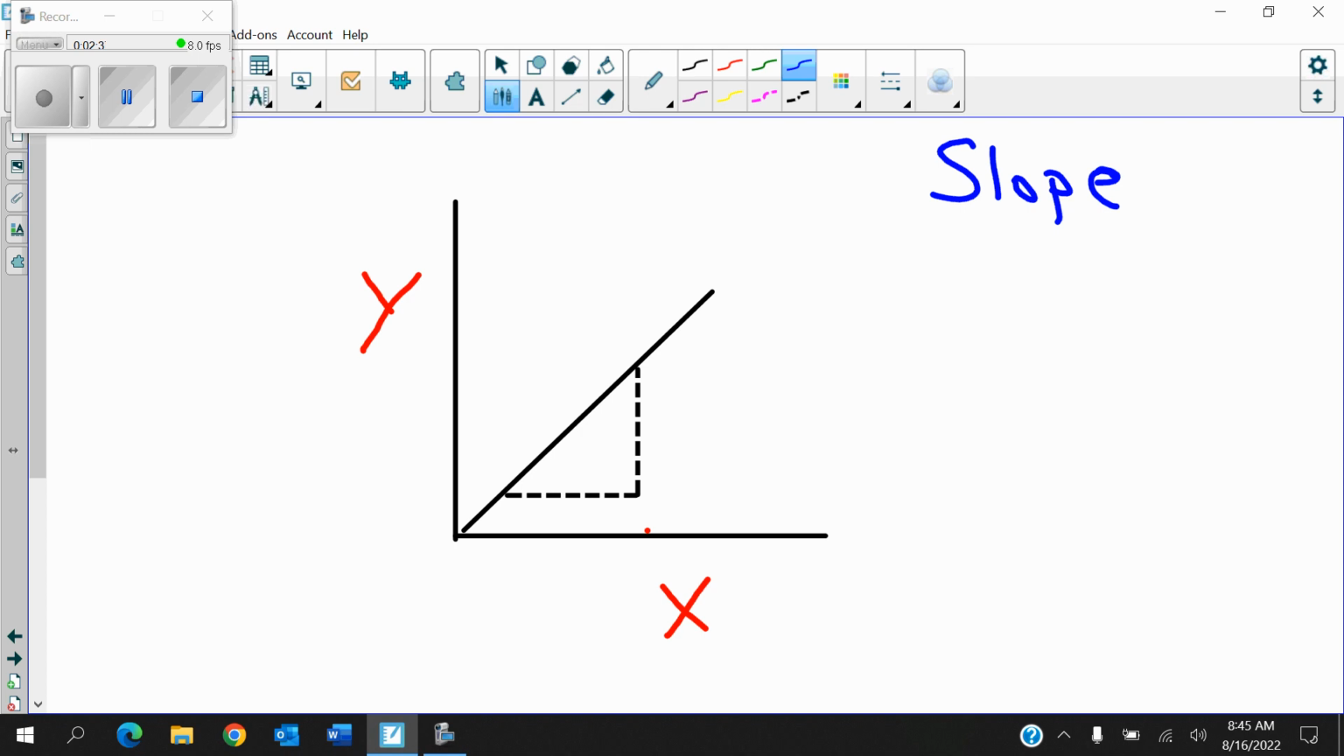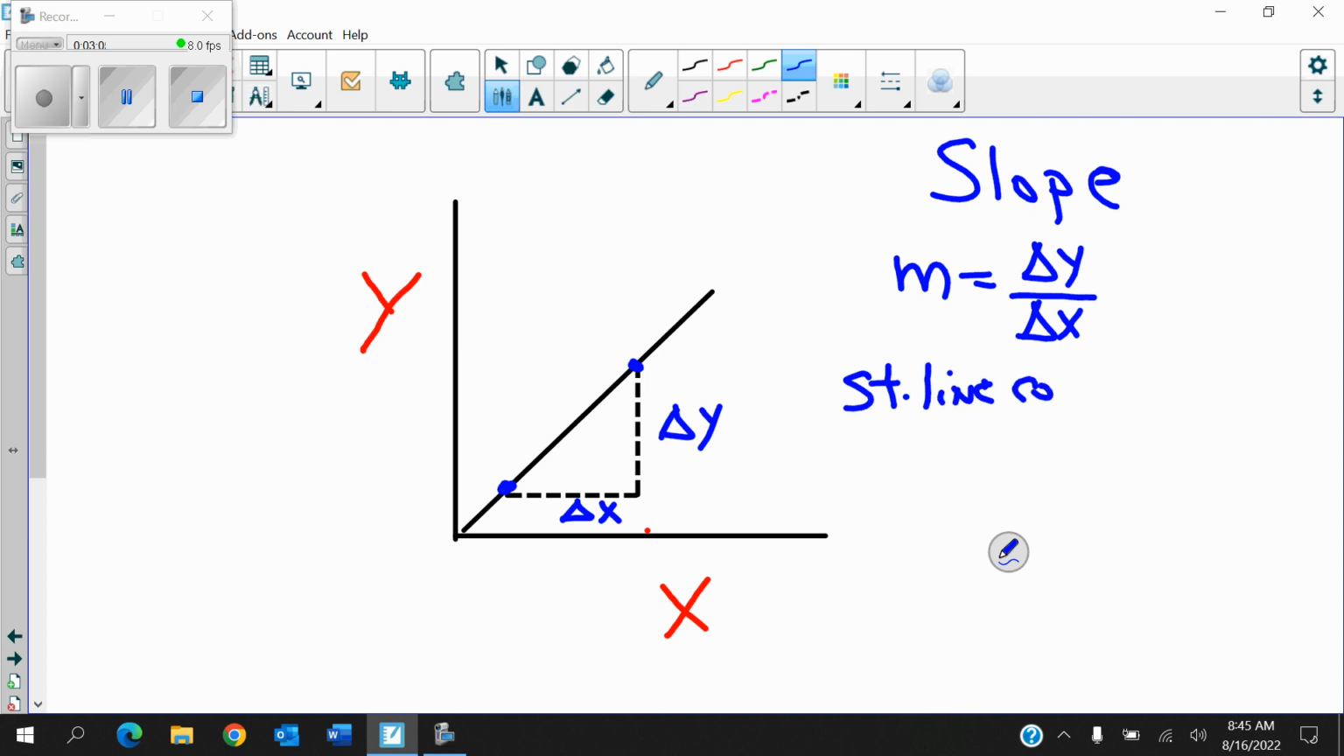Okay. Slope. We all know what slope is, right? Usually designated as m equals change in y over change in x. Here's your delta y. Here's your delta x. Right? And it doesn't matter what 2 points I put on the line, the slope will be constant. Straight line, constant slope.